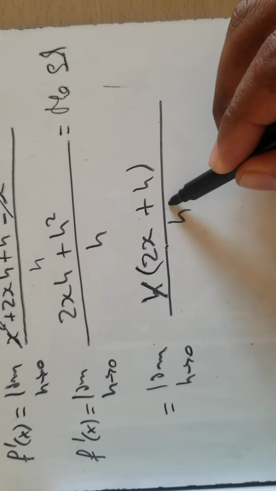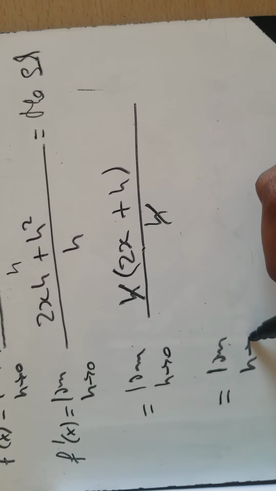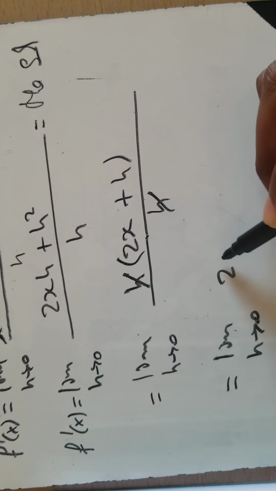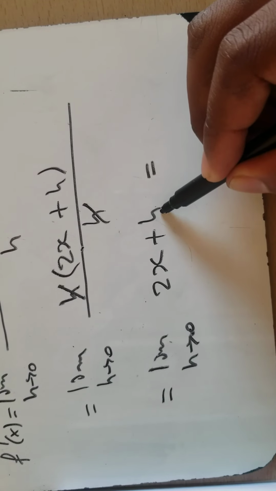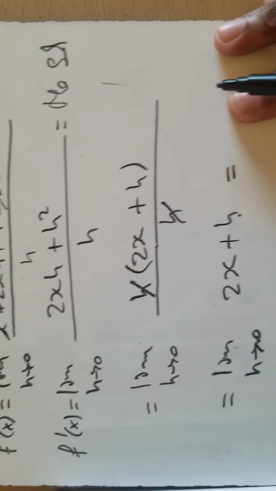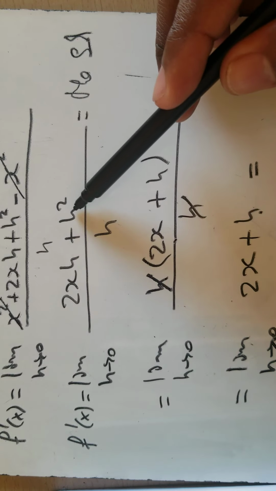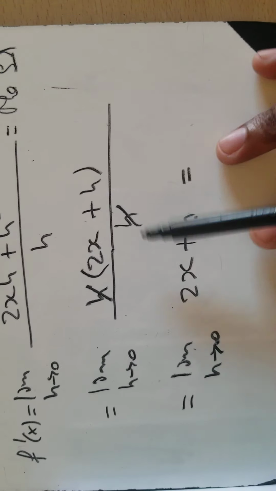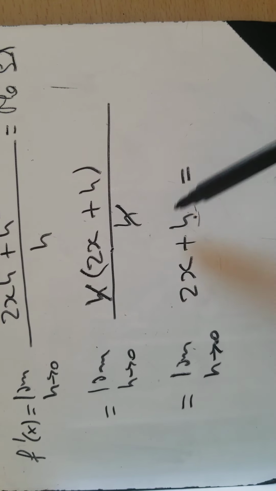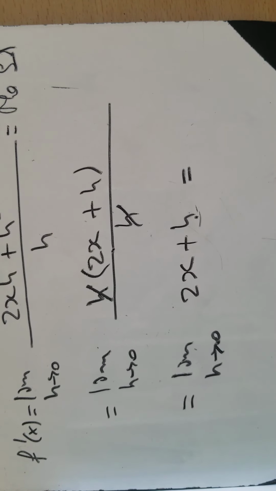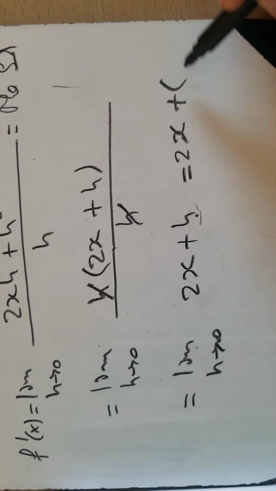So this h will cancel this h, and then what will be left will be the limit as h approaches 0 of 2x plus h. Now you need to let this h be 0, and then you will have a solution, because initially you didn't have a solution when you were substituting zeros in the place of h. But now in our remainder, if we put 0 in the place of h, we won't have an undefined solution. So now we will put 2x plus, we let this be 0.